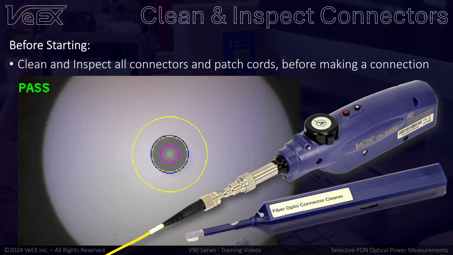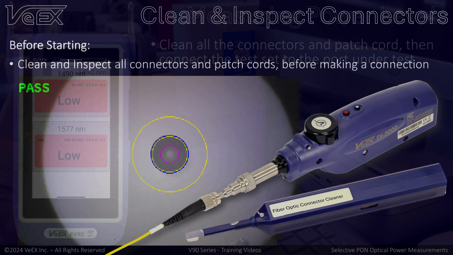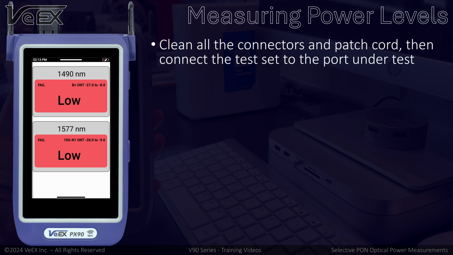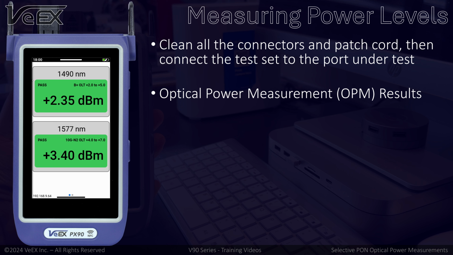Clean the fiber optics patch cord connectors, the optical port on the fiber cabinet panel, and the test set's SCAPC test port. And let's start making optical power measurements by connecting the PON optical signals to the test port. The test set should immediately display the optical power level readings. It's that simple. Based on the thresholds, passing levels are highlighted in green, while failing values are highlighted in red.